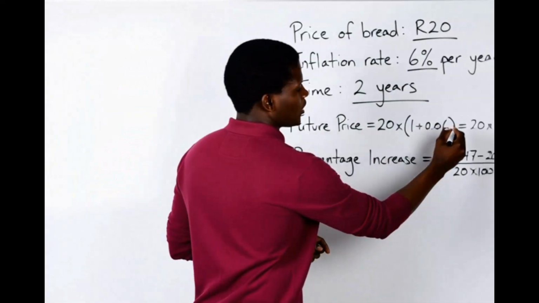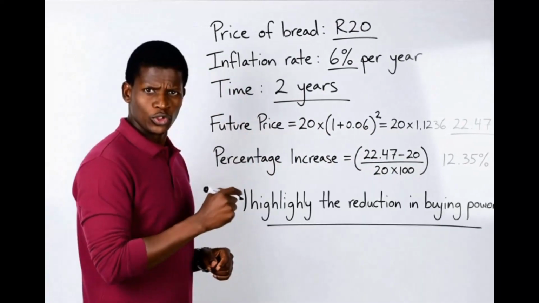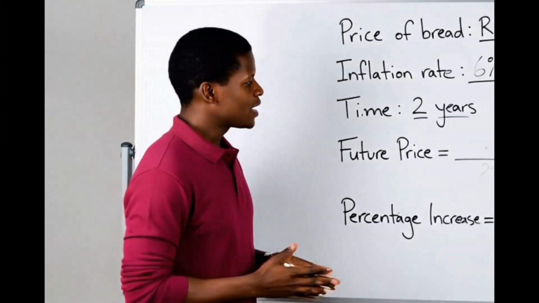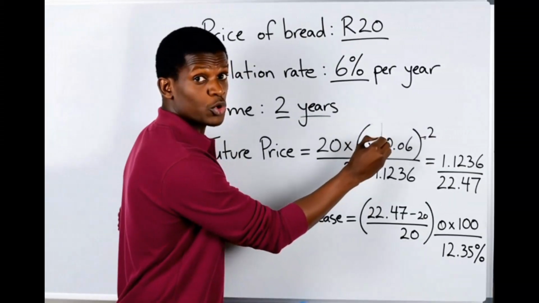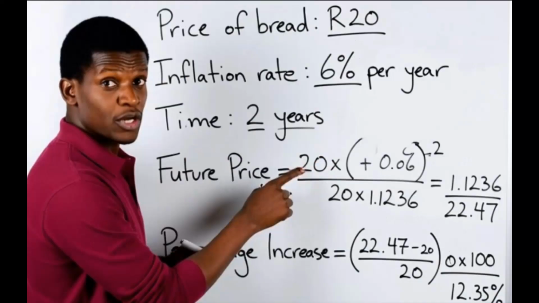Inflation causes prices to rise over time. For example, bread costing 20 Rand today at 6% annual inflation will cost about 22 Rand 47 cents in 2 years, a 12.35% increase. Learners calculate percentage increases and interpret trends to make informed decisions about budgeting, shopping, and understanding price changes for everyday goods.